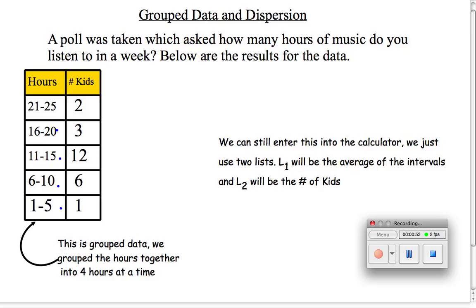We're saying everybody between 6 and 10, so we're saying 6 people there. And we grouped it in 4 hours at a time. If you look at every interval here, 5 minus 1 is 4, 10 minus 6 is 4, etc. We can still enter this into our calculator. We're going to use 2 lists, though. List 1 is going to be the hours, and list 2 is going to be the frequency, or the number of kids.